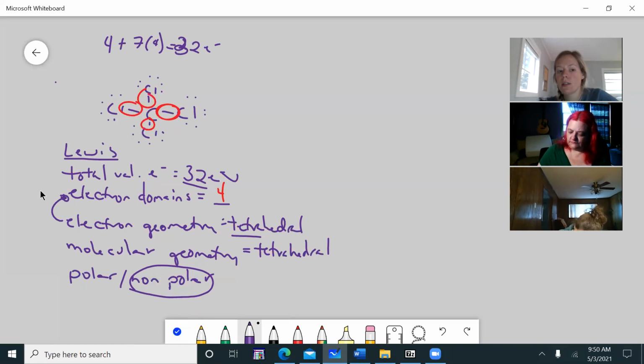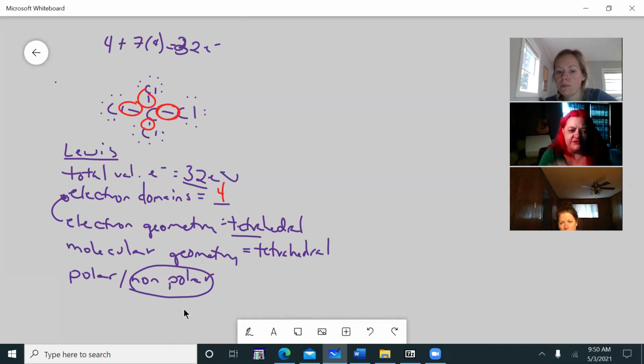Elizabeth, any questions on that so far? The explanation of those things, where those numbers came from or words? I think the most confusing thing to me is the difference between the electron geometry and the molecular geometry. So could you just say that once again, what you just said about it?